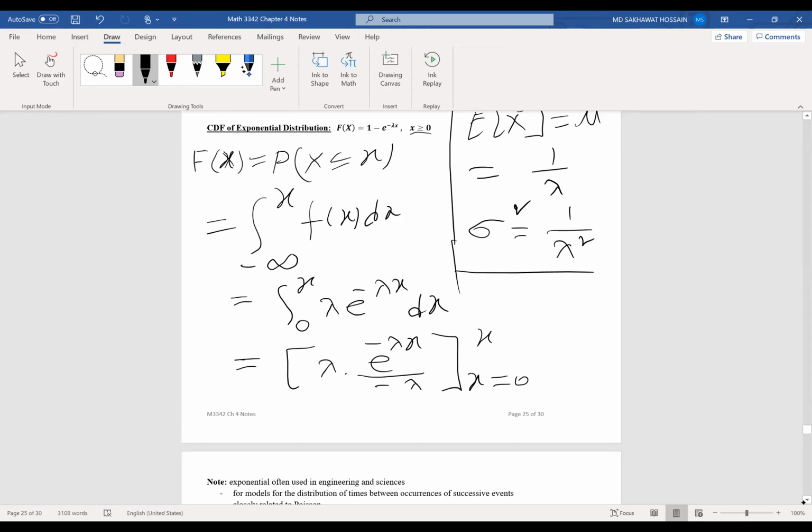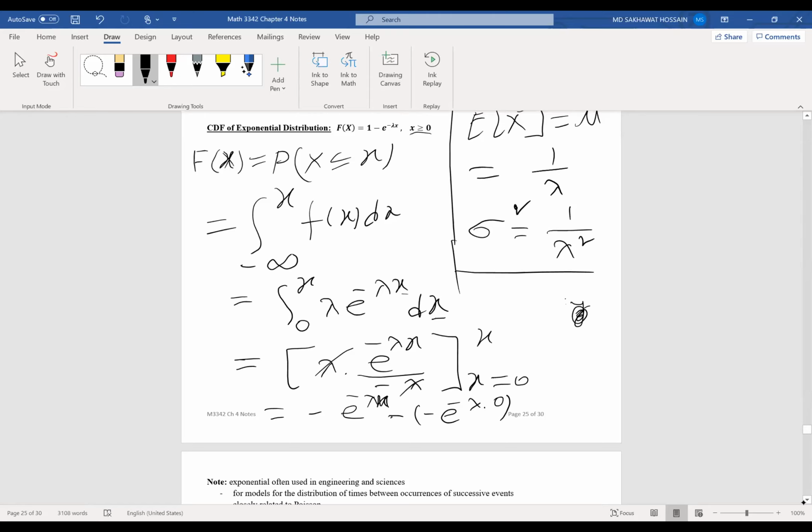Or you can actually use a different variable for the integration so that you do not get confused with x. You can use y, so e to the power minus lambda y dy. Now we can cancel out lambda and negative lambda. You need to plug in the values. The upper limit is x, so it will be negative e to the power minus lambda x, and minus negative e to the power minus lambda times the lower limit value, which is 0.